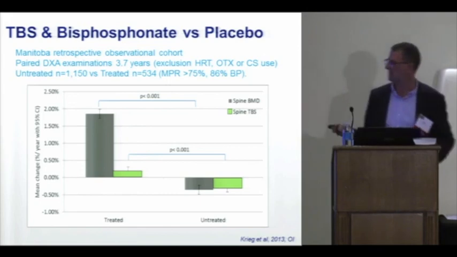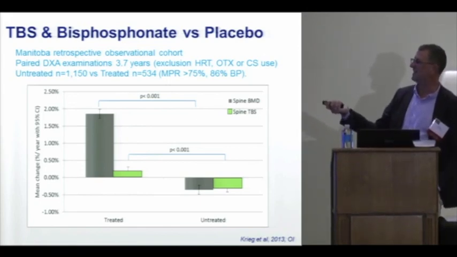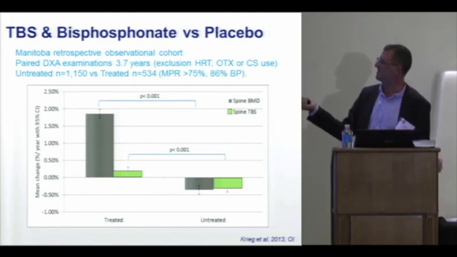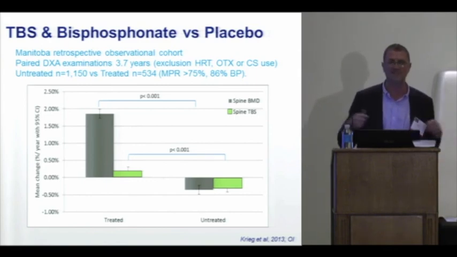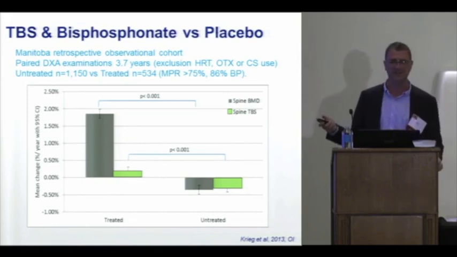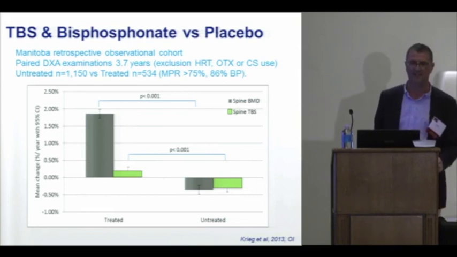So what happened here, we noted that we have an increase, of course, in the density at the spine in the treated group versus the placebo. But what was interesting is that in the TBS, in the structure of the bone, we had a positive maintenance. I wouldn't say a huge increase, but what we will call a positive maintenance versus a degradation in the placebo, which actually was significant.